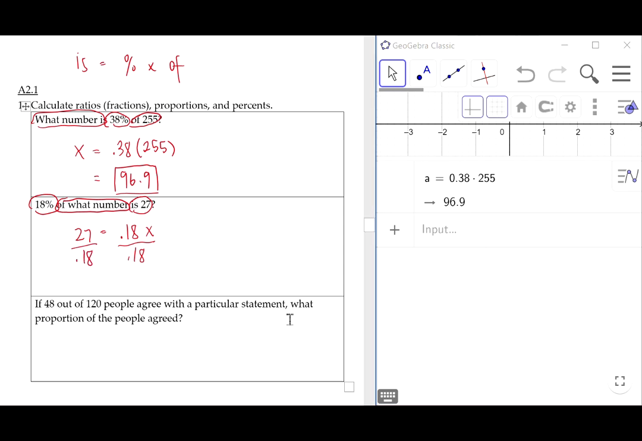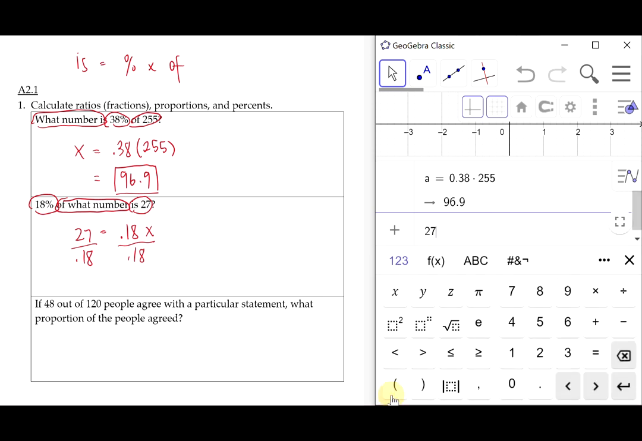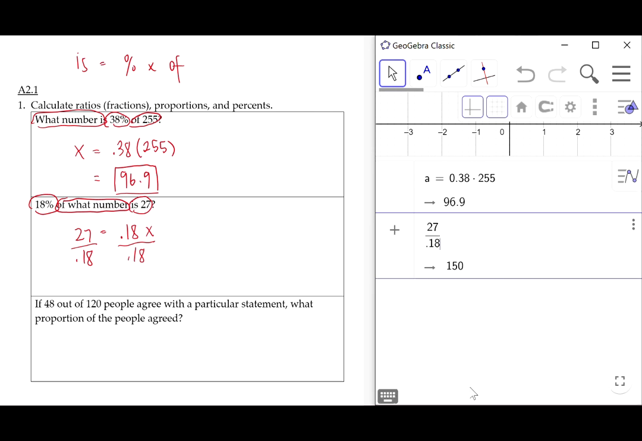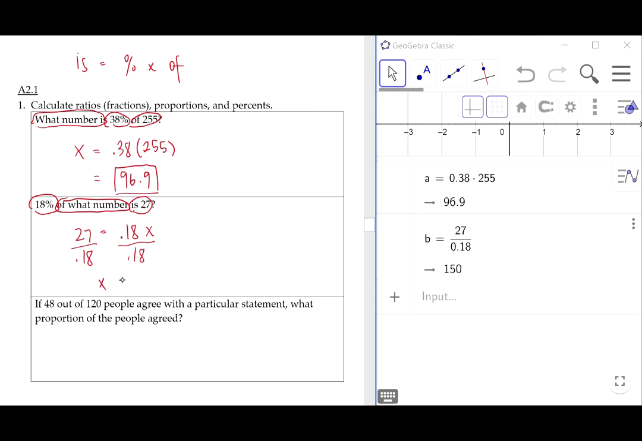And now I can type into GeoGebra to get what I want. I want 27 divided by 0.18. So I'm going to type in 27. You can click on the little keyboard at the bottom of the screen, and that will bring up a calculator screen for you, and you can divide right there. Divided by 0.18. I'll close the calculator screen so you can see, and there's the answer. What I'm looking for, X, is 150. So 18% of 150 is 27.